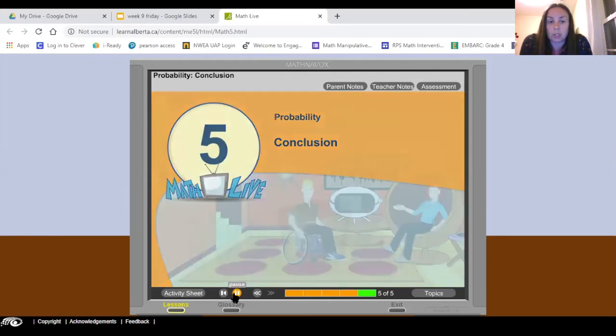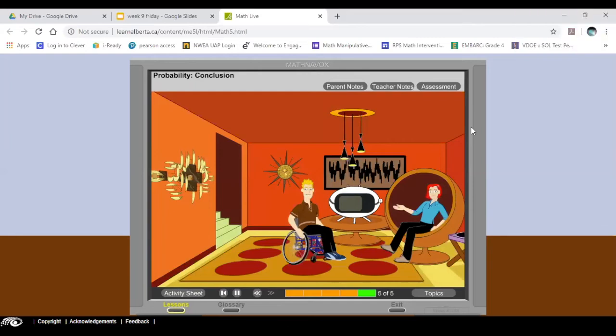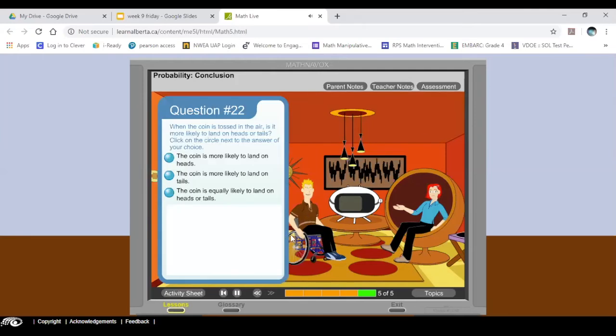So our conclusion. Now we know enough about probability to determine whether the coin will land on heads or tails. When the coin is tossed in the air, is it more likely to land on heads or tails? Click on the circle next to the answer of your choice. All right, so is it more likely to land on heads or tails?